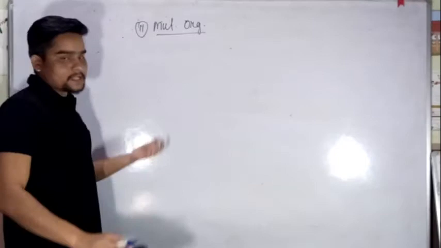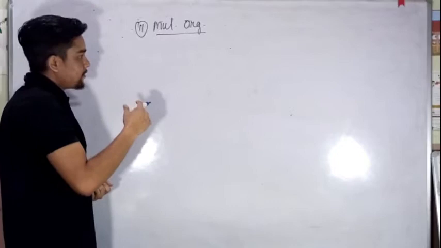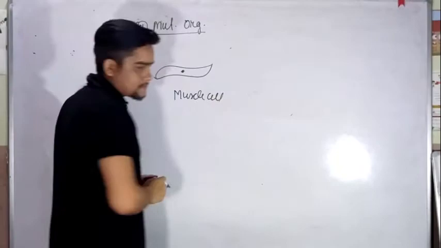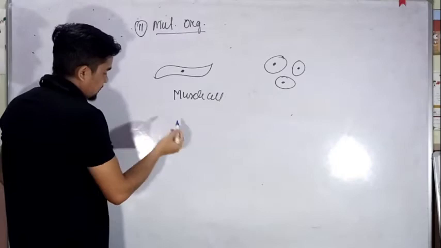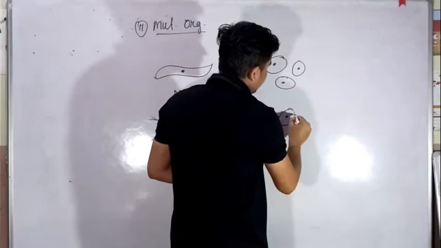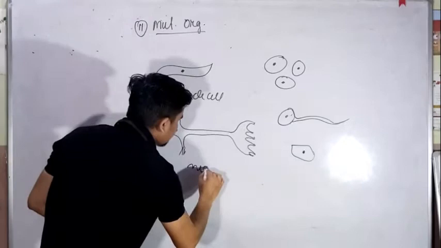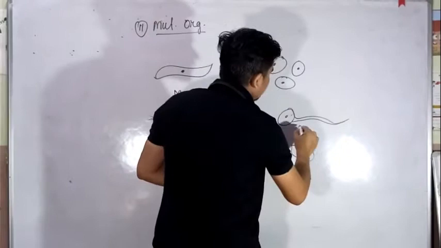Diverse types of cells. Say muscle cells, blood cells, nerve cells, skin cells, sperm cells. These are the nerve cells, skin cell, sperm cell, blood cell.